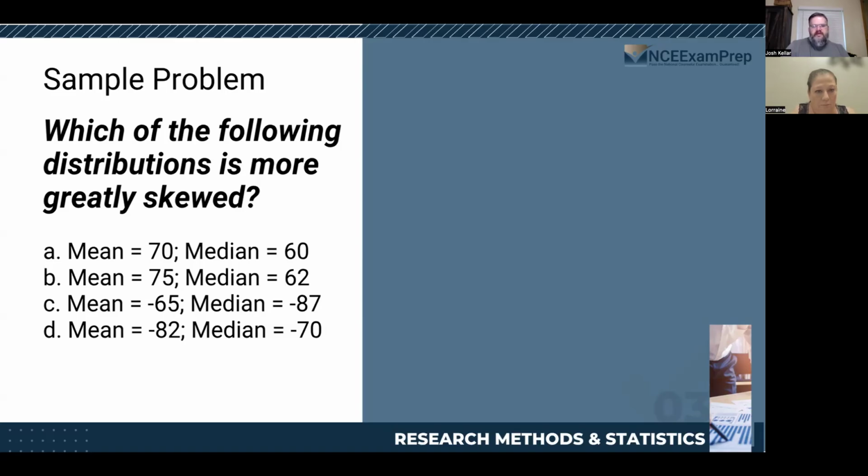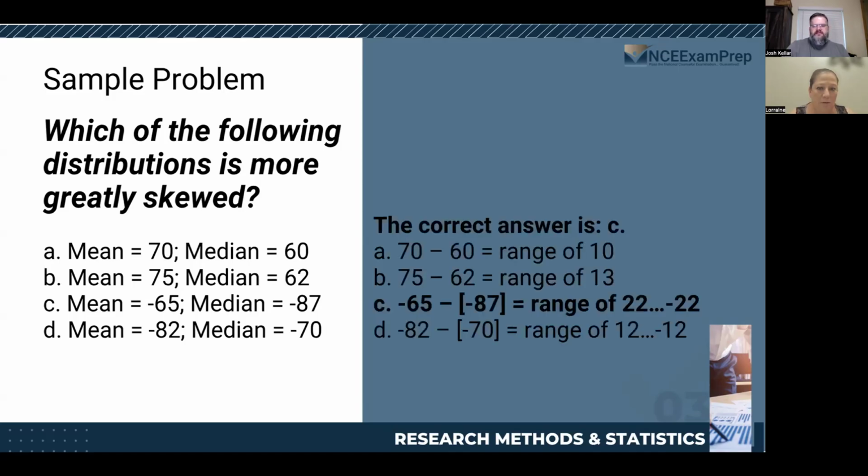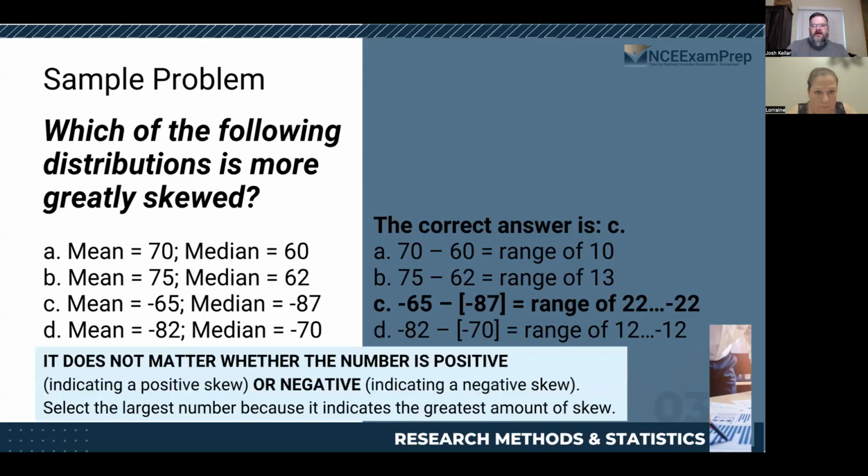So when we're looking at the degree of skewedness, this one is actually C. When you're looking at the degree of skewedness, it doesn't matter whether the number is positive or negative. Select the largest number because it indicates the greatest amount of skew.